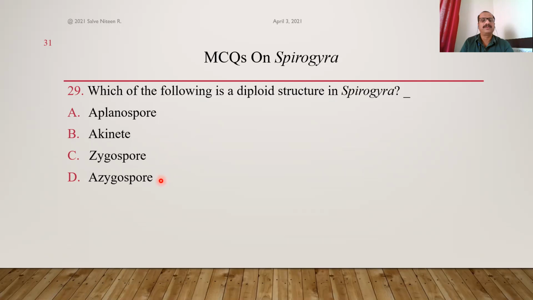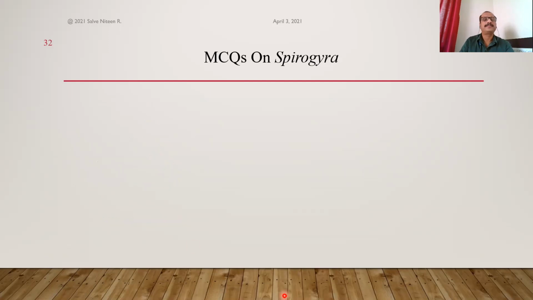Zygospore is also a sexual spore. Zygospore is a product of fertilization, and in case the fertilization fails, there is failure in the sexual union of male and female gamete, then the structure formed is called azygospore or parthenospore. So all these three are haploid structures. Only the diploid structure is zygospore. So here option C is the correct option. Answer is C.